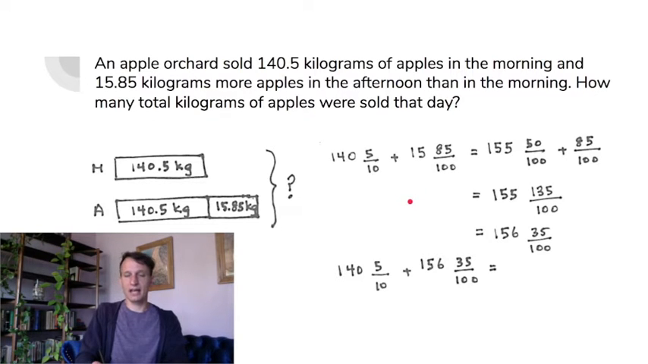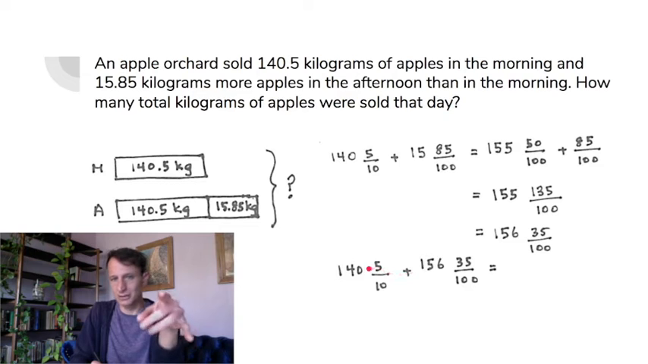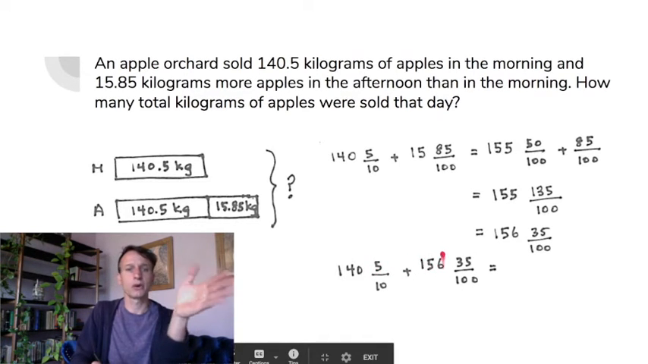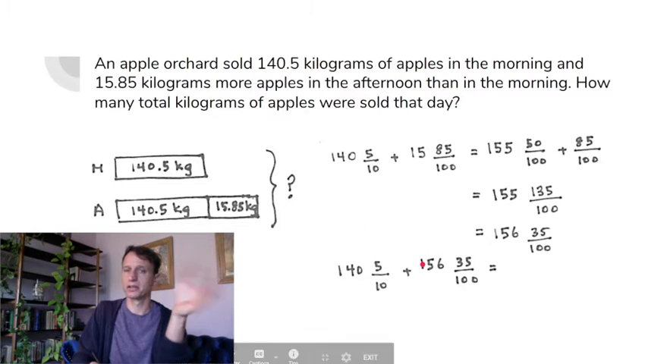Breathe. Okay. Remember, the next one's going to be more difficult. All right, so let's add the whole numbers together. 140 plus 156. You can break this down and do it in your head. 100 and 100 are 200. 40 and 50 are 90. And then we have 6.